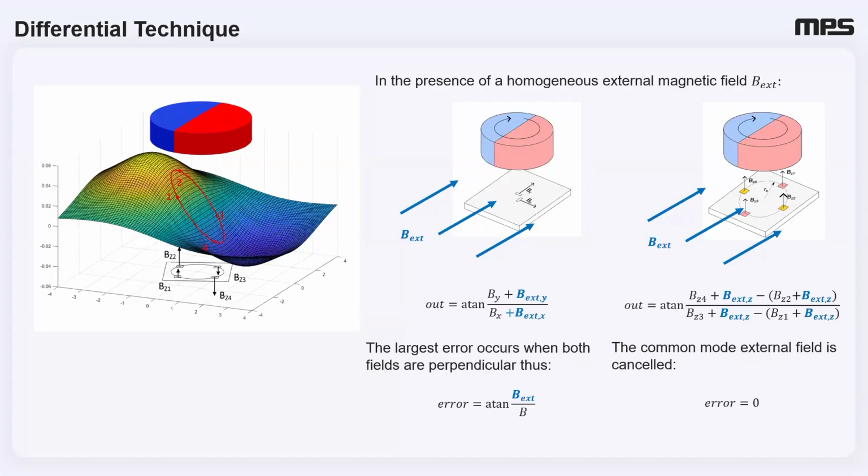the output is going to have an error, because instead of the arctangent of just By over Bx, it's By plus the y component of the external field over Bx plus the x component of the external field. So I get an error, which is the arctangent of the external field over the target field. One way to correct that error would be to increase the size of your magnet or decrease the air gap to make your target field very strong, so your signal to noise ratio is better. But that means you have to have a bigger magnet and more control over your mechanical tolerance stack up. It's not always easy to do that.